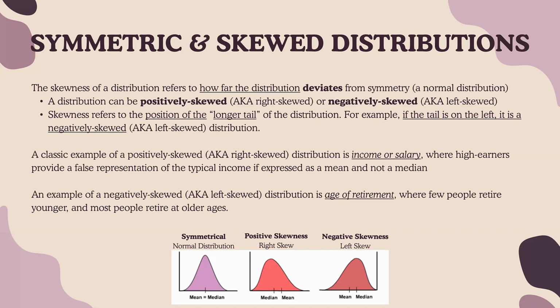Negatively skewed, a good example of that is age of retirement, where few people retire young, but most people are retiring at older ages. So we have a symmetrical distribution or a normal distribution, also known as a Gaussian distribution or a bell curve. We have some right skew or positive skewness here, the longer right tail. We have negative skewness here, the longer left tail.